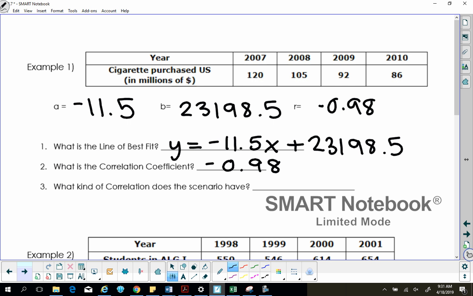So what type of correlation does this have? Is it strong or weak? It's strong, right? We don't look at the sign for strong and weak. This is over 0.5. So it's strong, but then the sign tells us if it's negative or positive. Is it negative or positive? Negative. So don't get negative and weak confused. When we look at strong and weak, we don't look at the sign, we just look at the number. When we look at negative and positive, we look at the sign.